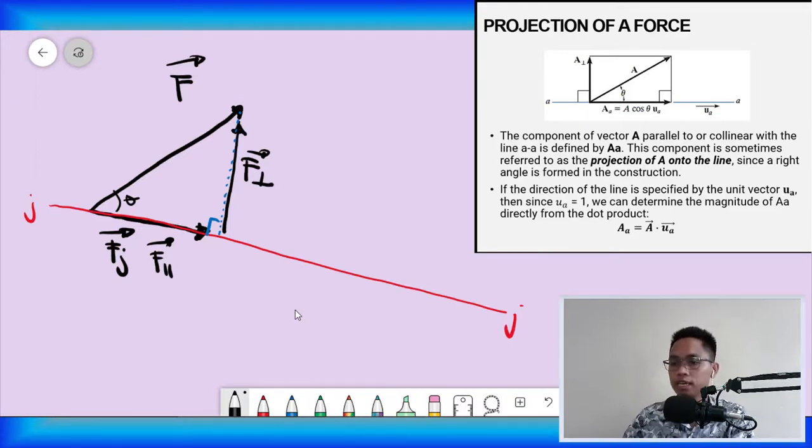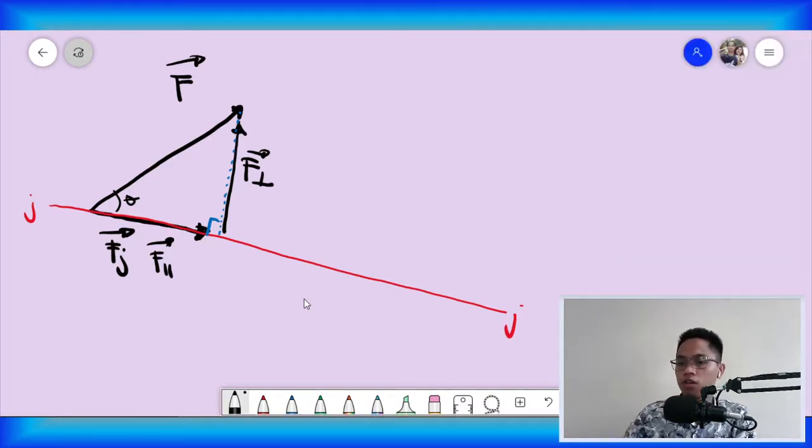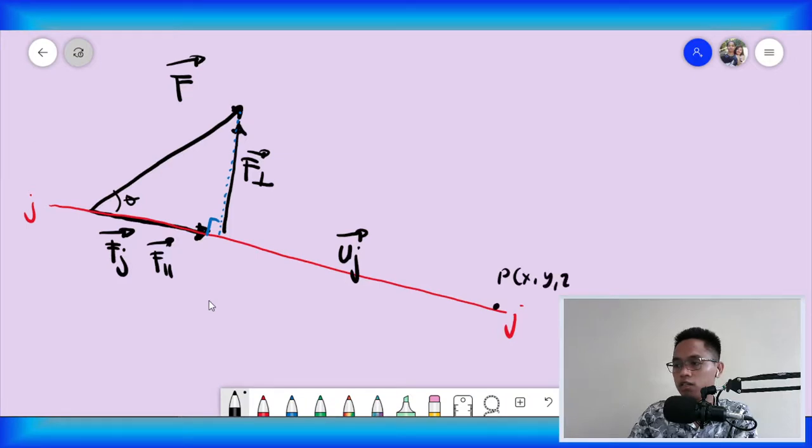Okay, so based on that expression, what you should have understood earlier is that if this is F, and you already have a line, then you can automatically get the unit vector J. You can solve it because, for example, if you have coordinates, point P with x1, y1, z1 and the other point with x2, y2, z2, then automatically you can solve for the unit vector using the position vector. So the unit vector can be solved here.